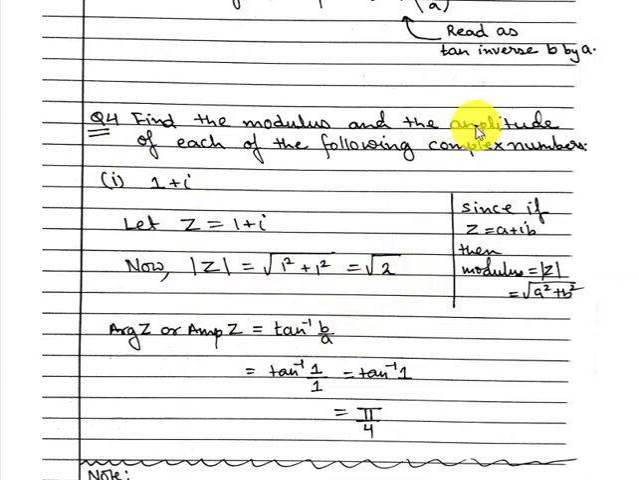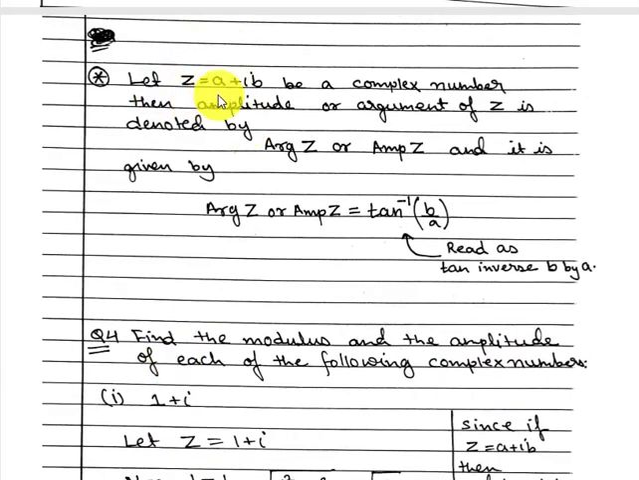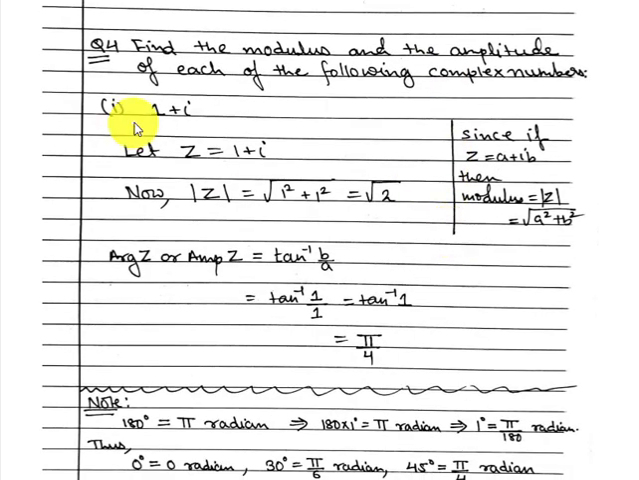Next we will find the amplitude. Just now we have seen that if you have a complex number a plus ib, then amplitude will be tan inverse b upon a. So here clearly it is in the form a plus ib, where a is 1 and b is 1, so the argument or amplitude of z will be tan inverse b upon a, that is equal to tan inverse 1 upon 1, because b is 1 and a is 1, so I got tan inverse 1.